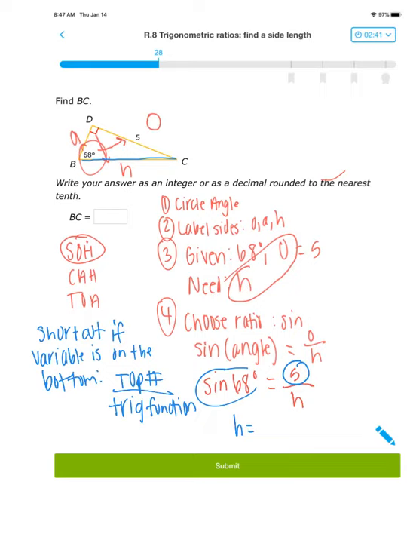So H equals 5 divided by sine 68. When you type something like that in your calculator, all you have to do is click 5 division sine 68. And I'm getting 5.39, so I'm going to round that to 5.4. All right, so those are the only types of problems that you'll see on this IXL, and you're going to get to a 75%. So let me know if you still have questions after this video.